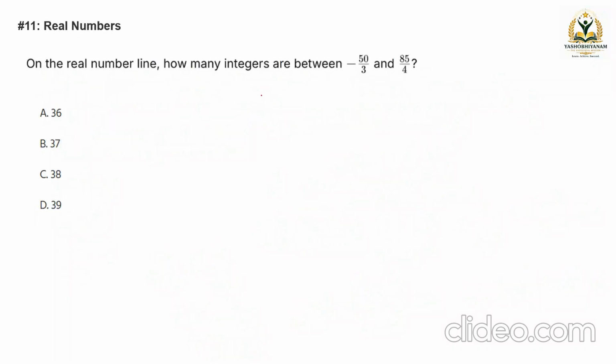On the real number line, how many integers are between negative 50 over 3 and 85 over 4? This is a calculator question. You can't attempt it without a calculator, because it will be very difficult for you to understand where these numbers will stand on the number line. Definitely you'll have a zero somewhere here, but I do not know where these numbers are going to stand.